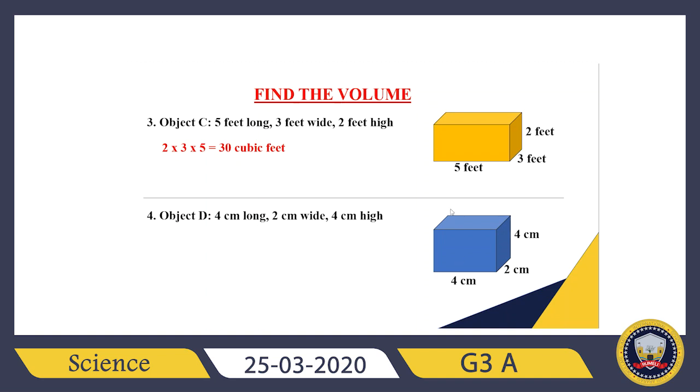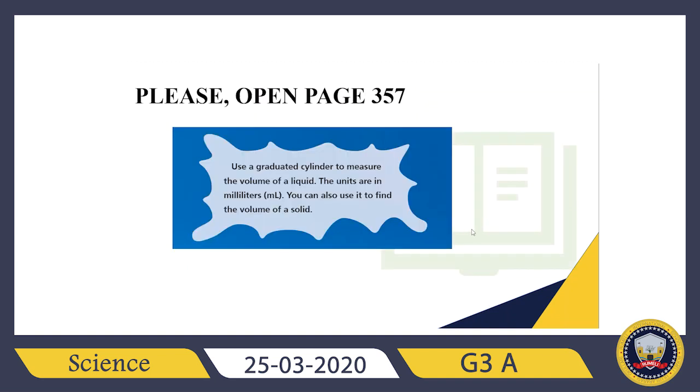Okay, what about object D? Let's check. 4 cm long, 2 cm wide, and 4 cm high. What should I do to find the volume? I need to multiply all these 3 numbers, right? Good job. Let's multiply them. 4 times 2, 8. 8 times 4, 32. Good job. I always write cubic, and I use centimeters this time, so I need to write cubic centimeters. Good job. Okay, now please open page 357.